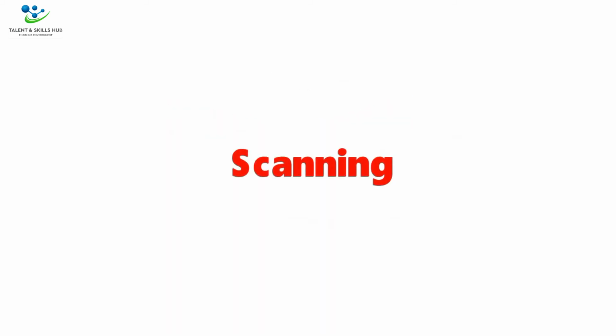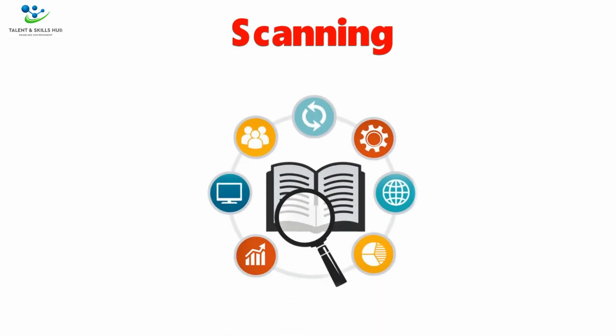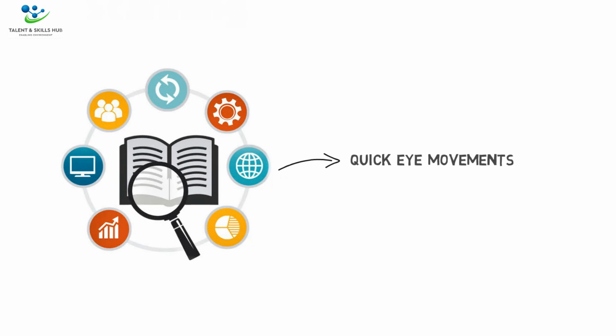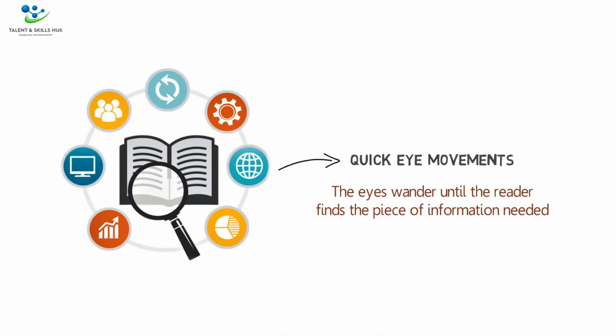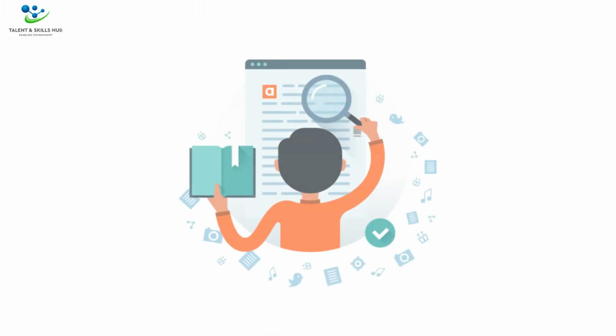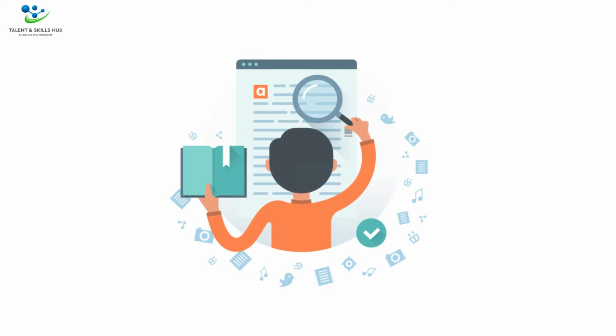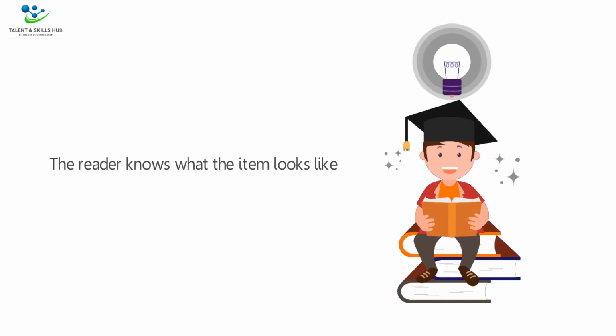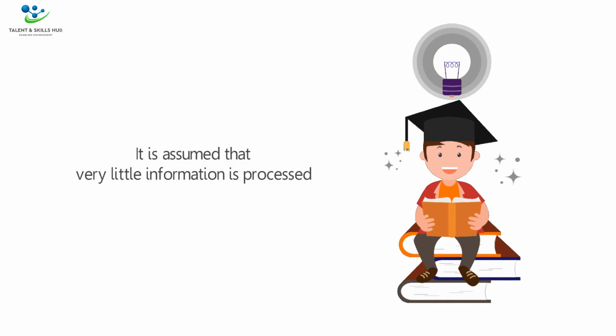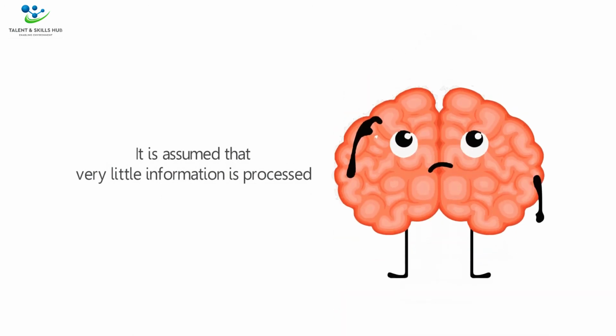Scanning. Scanning is quick reading, focusing on locating specific information. Scanning involves quick eye movements, not necessarily linear in fashion, in which the eyes wander until the reader finds the piece of information needed. Scanning is used when a specific piece of information such as a name, date, symbol, formula, or phrase, is required. The reader knows what the item looks like and so knows when he has located what he was searching for. It is assumed then, that very little information is processed into long-term memory or even for immediate understanding.